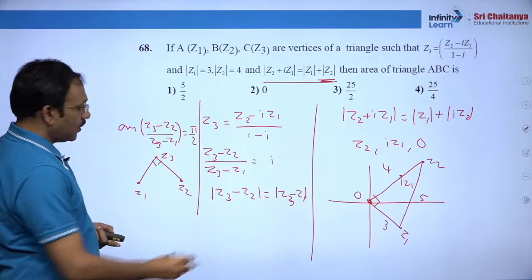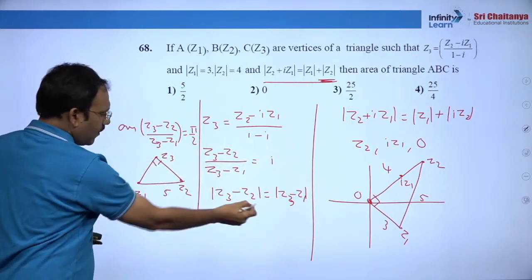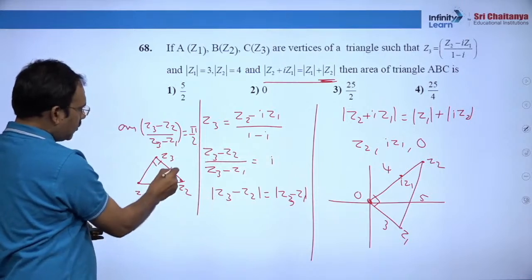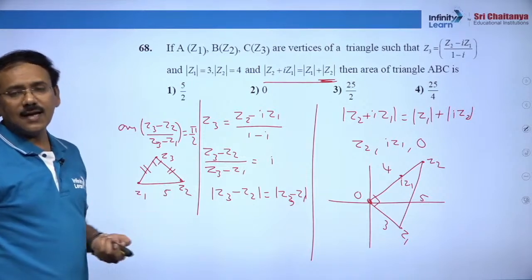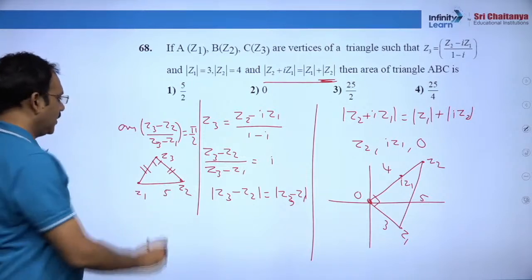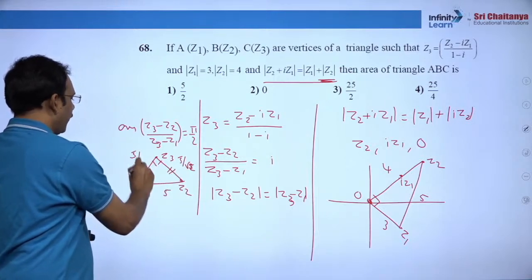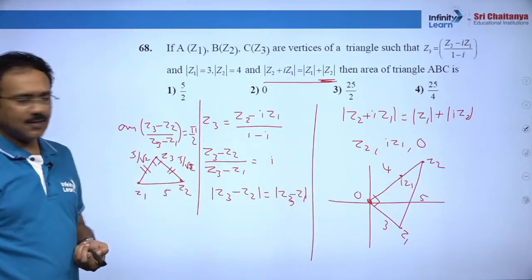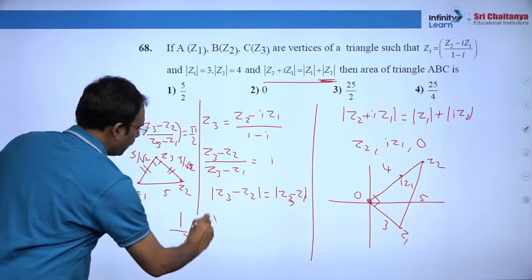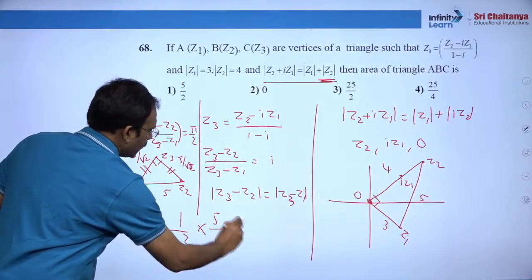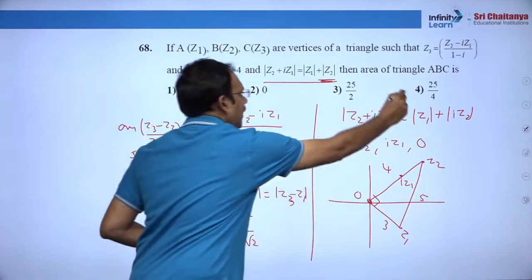Moreover, he has given mod z1 minus z2 is 5, we already know. From this step, the z3 minus z2 distance is the same as the z3 minus z1 distance. These two are equal. It is a right angle isosceles triangle, my dear friends. So this must be 5 by root 2, this also is 5 by root 2. Am I correct? So the area of this triangle he is asking: half into base 5 by root 2 into height, which is also 5 by root 2, which gives 25 by 4 as the area of the triangle, dear friends.